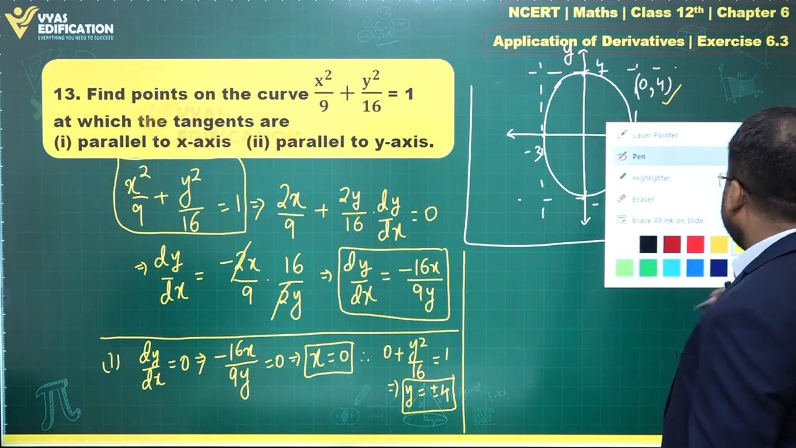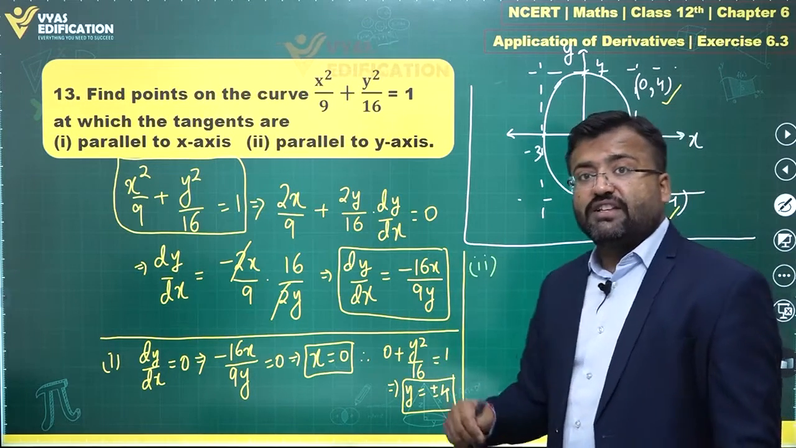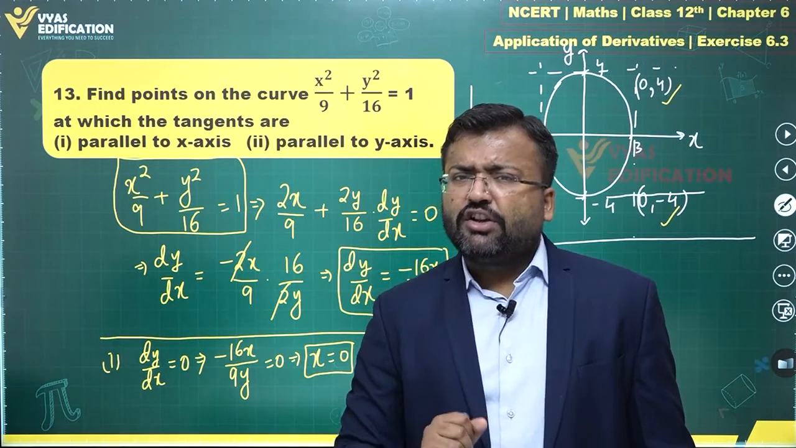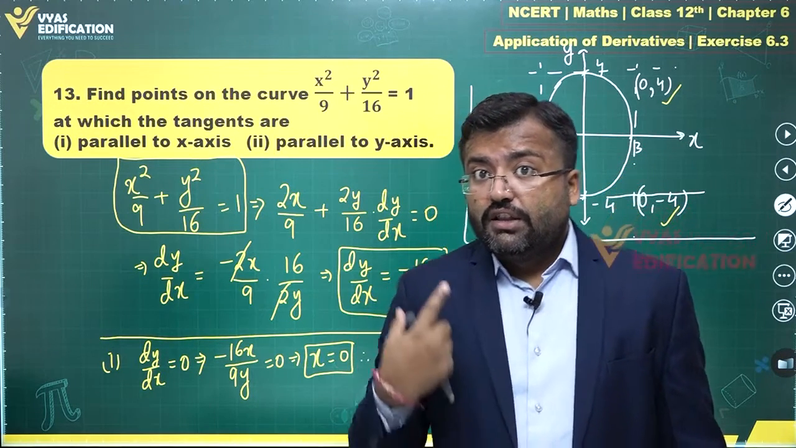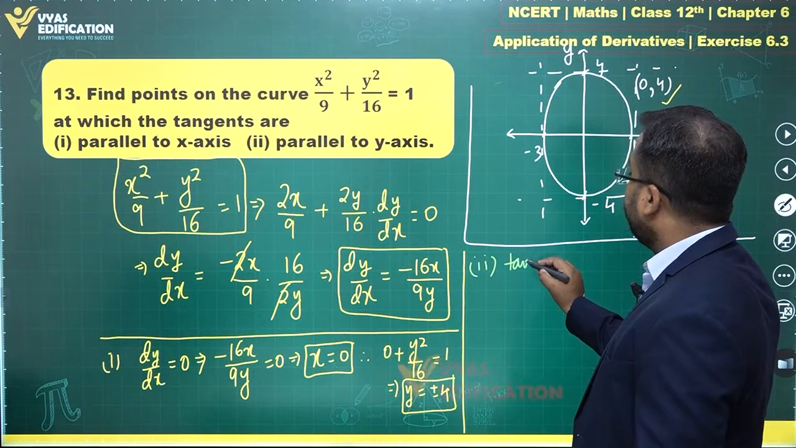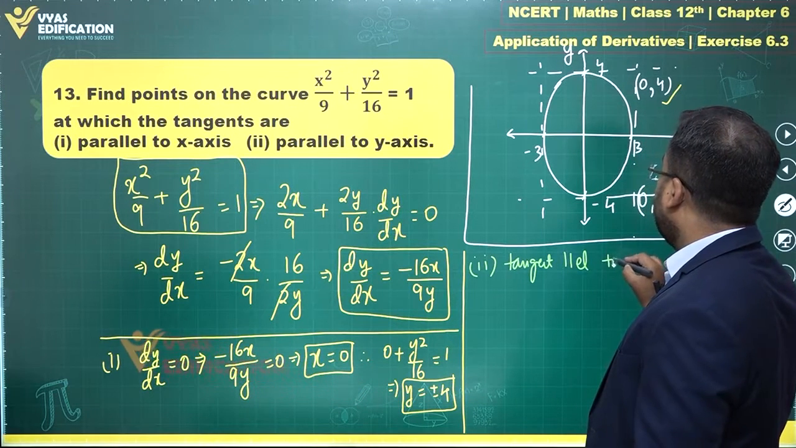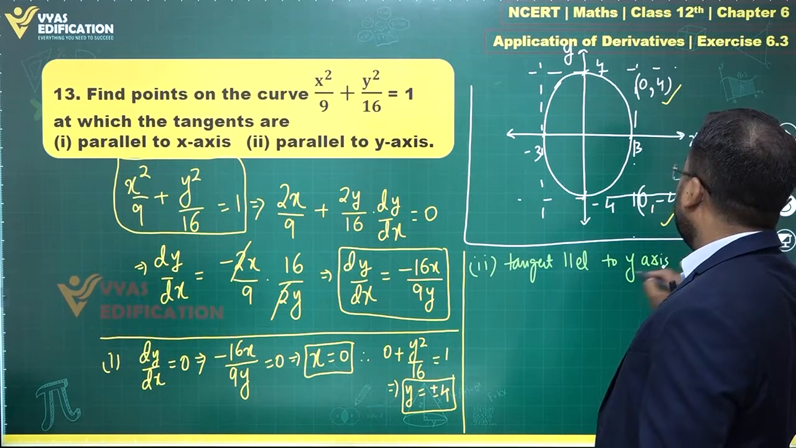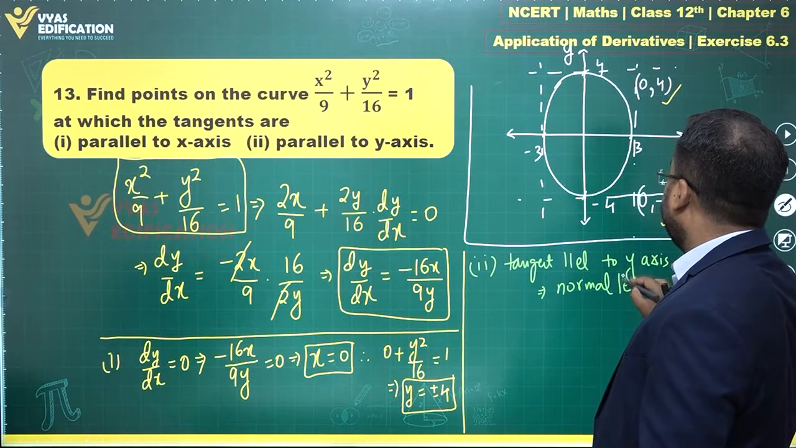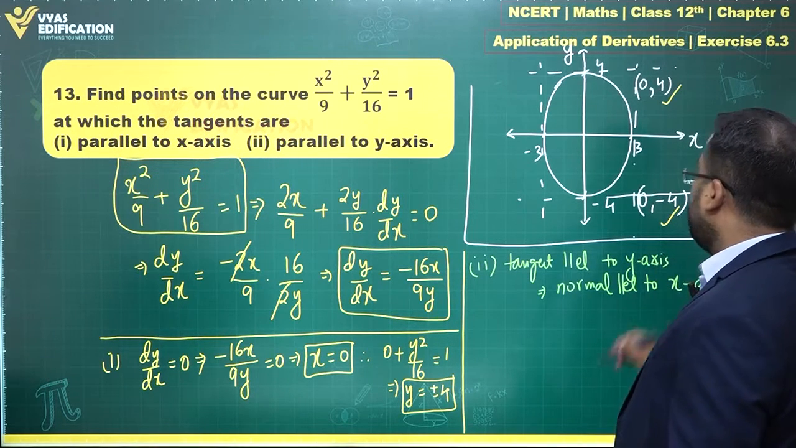Let's solve part 2 then. Part 2 says tangents parallel to the y-axis. Now, if tangent is parallel to the y-axis, the normal, which is perpendicular to the tangent, will be parallel to what? The normal will be parallel to the x-axis. Tangent parallel to y-axis implies normal parallel to x-axis. Okay, that's pretty simple.